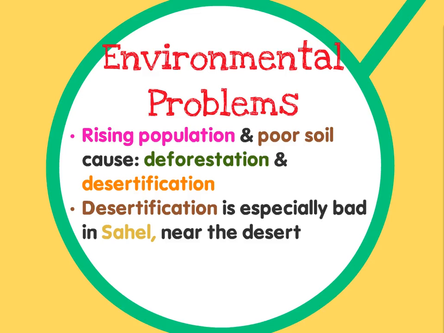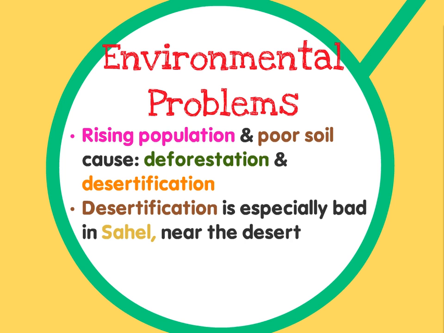Now, the environmental problems in Africa boil down to 2 major things: deforestation and desertification. They're both really the result of the fact that the population in Africa is rising, which means we need more food to feed all these people. We also have a lot of parts of Africa that have poor soil. And when you have poor soil, you still need to figure out a way to grow your food. So frequently we see things like slash and burn agriculture, or overgrazing, or overcultivation being used to grow this food.